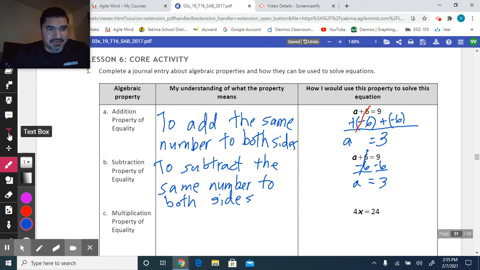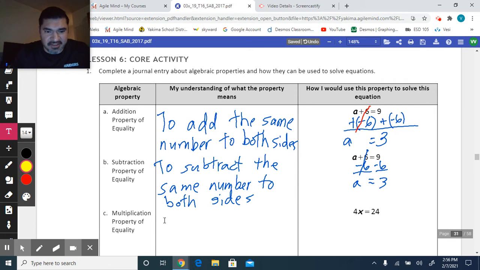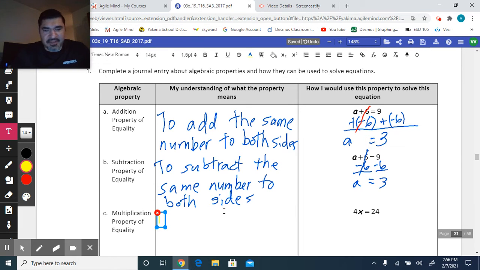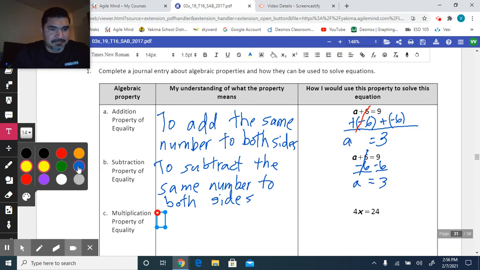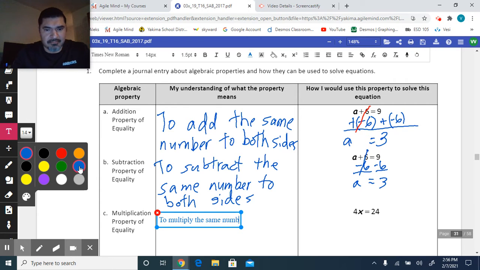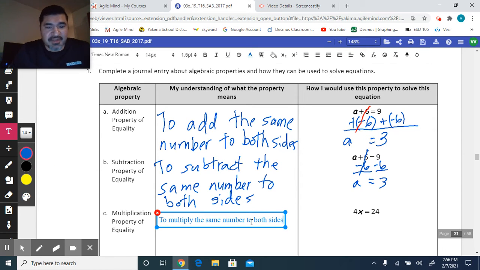Now, I'm going to go ahead and switch over to my text box here because my handwriting is just terrible. Multiplication property of equality. What do you guys think that is? Give it a quick thought. I'm going to go ahead and type it out. It is to multiply the same number to both sides.